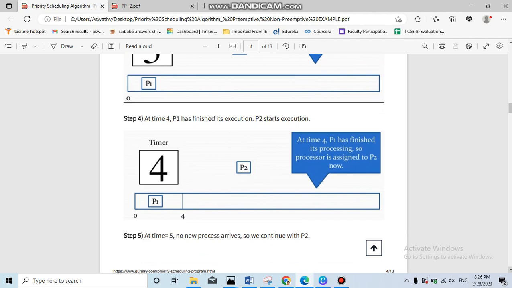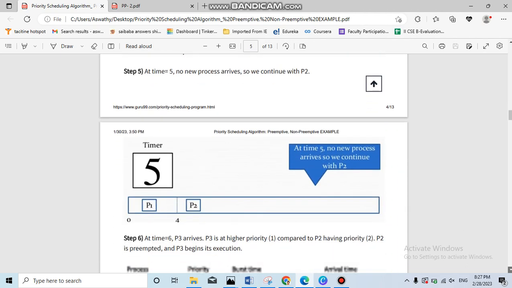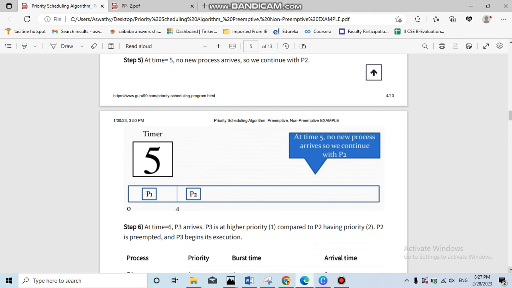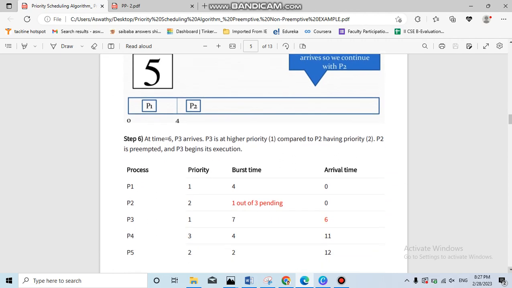Obviously there is only one process in the queue, that is P2. Process P3 comes only at time 6, so there is no other process and P2 enters for execution. At time 5, no new process comes, so P2 continues, and at time 6 P3 comes with priority 1.